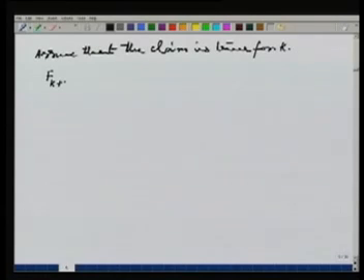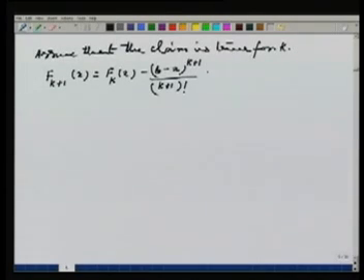From the given formulas, it is very clear that f_{k+1}(x) is actually f_k(x) minus (b minus x)^(k+1) divided by (k+1) factorial into f^(k+1)(x). Now I look at the derivative of this, f_{k+1}'(x). What I get is f_k'(x).